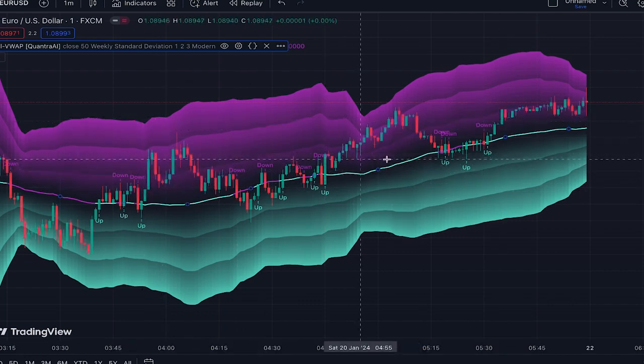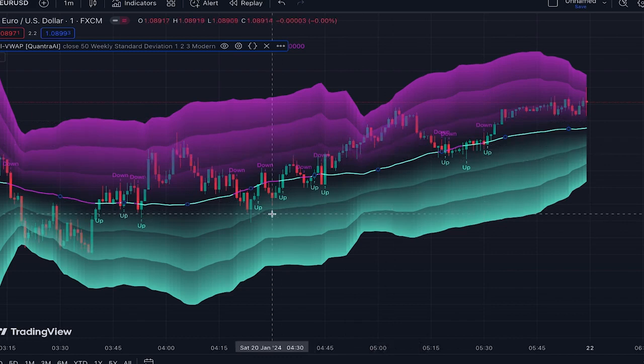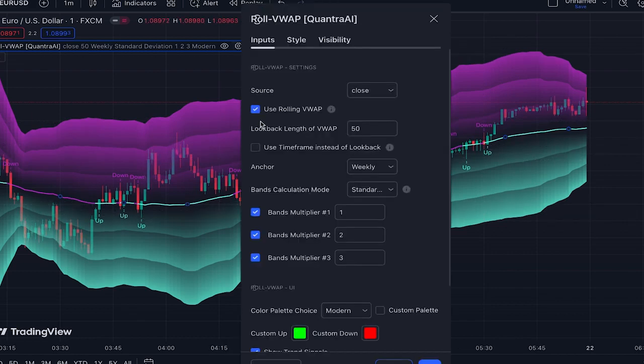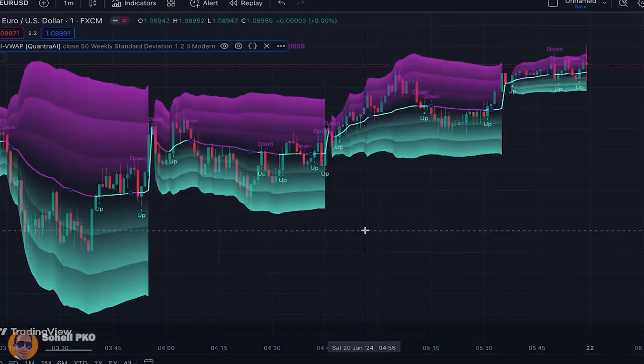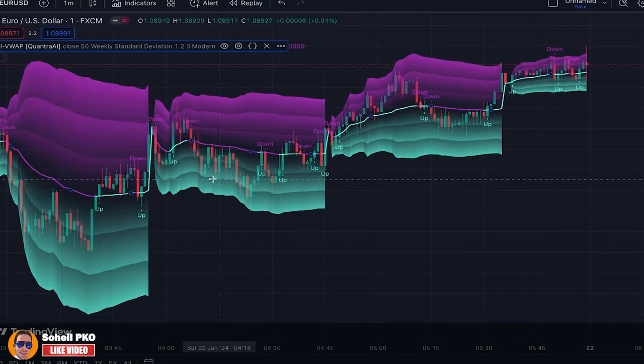As I said earlier, in this new version of VWAP, we don't have the problem of resetting because it uses a look back length for the VWAP, or you can also use a time frame instead of a look back period. And in case you're more used to working with the original VWAP, here you can uncheck this option. Your VWAP becomes like the original one, resetting at the beginning of each day, but you still have the same features of the new version.